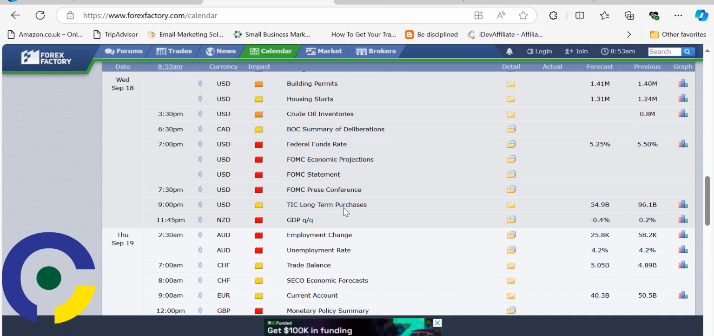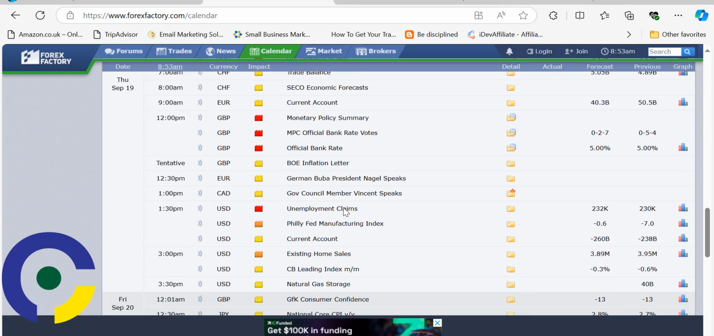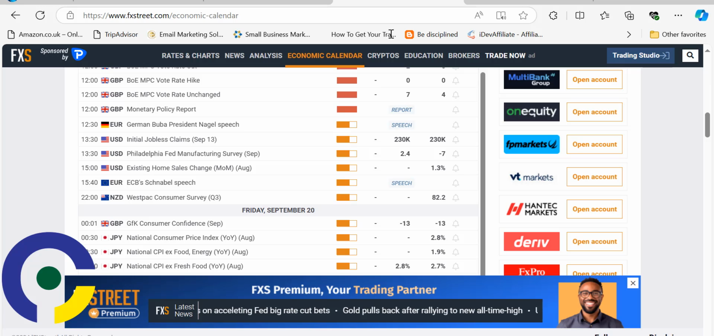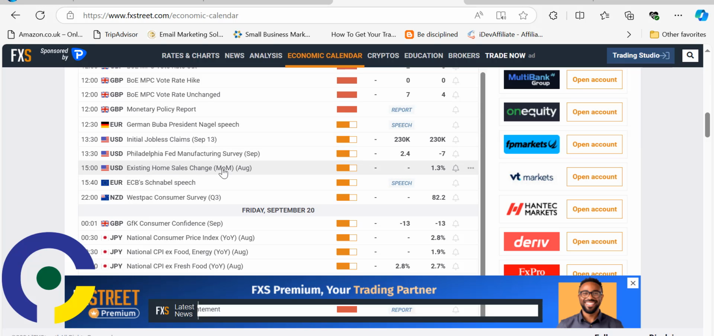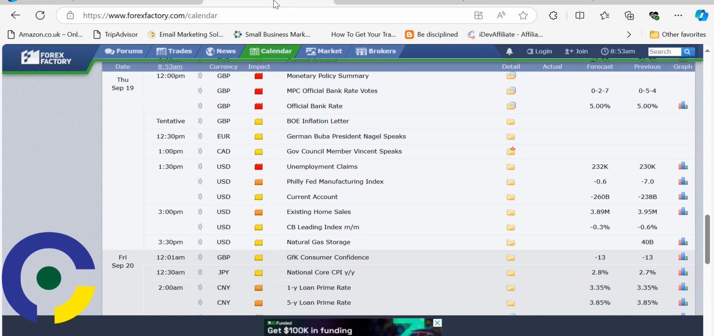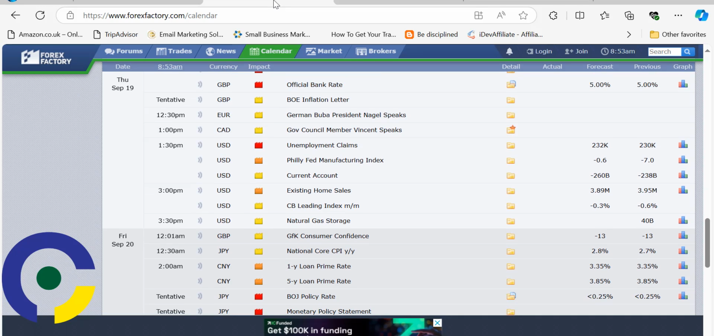Let's just scroll to Thursday. Then on Thursday you have the Philly. Okay, it's only the Philly manufacturing index that's here. The existing home sales, okay, is here. The forecast there is 3.89. 3.89, but FX Trade has not got the numbers for the forecast. So you have it there now, 3.89 from Forex Factory. So if you want to trade the numbers, you can actually go ahead and do it. It's a medium impact event, 20 to 30 pips targets, right?